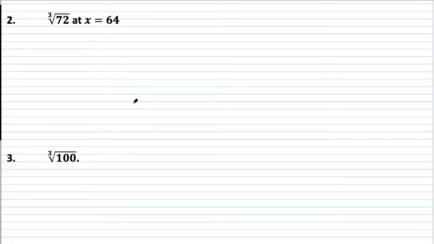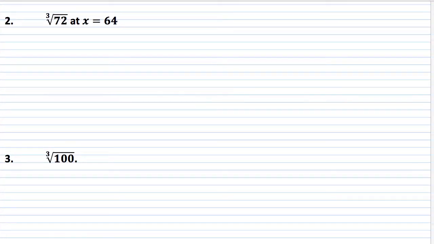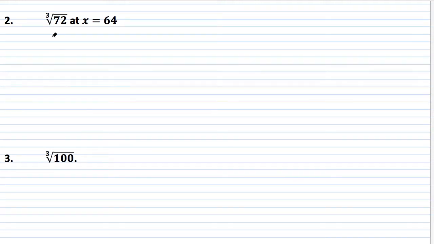For the next question, we're going to be using the tangent line approximation again, but this time we're going to be approximating the cube root of 72 based off of the cube root of 64. So again, we're starting with f of x is approximately f of a plus f prime of a times x minus a. I'm going to start with finding the value for f prime of a.